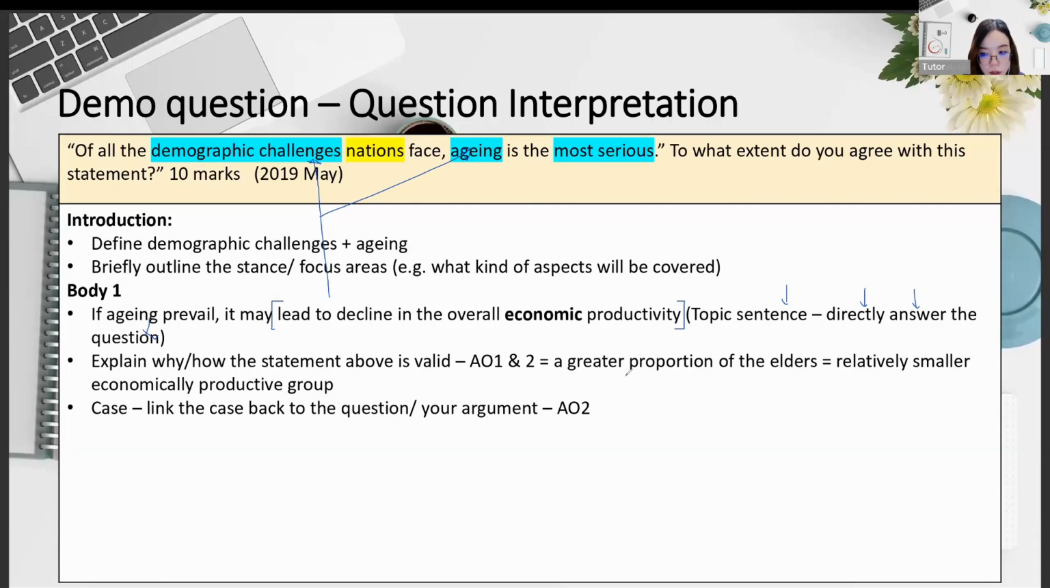So please also practice writing that kind of topic sentence that would help examiners and markers to know how correctly, how accurately you have interpreted the question and whether or not you are on the right track. So that's important. And then don't jump to the cases or examples too fast. Please spend some time to explain why and how this statement is valid. That is relevant to AO1 and 2.